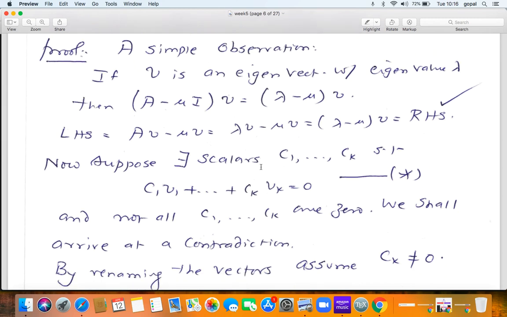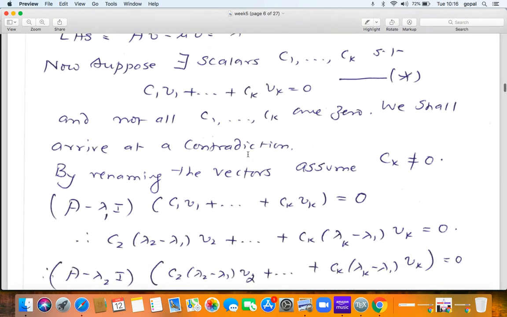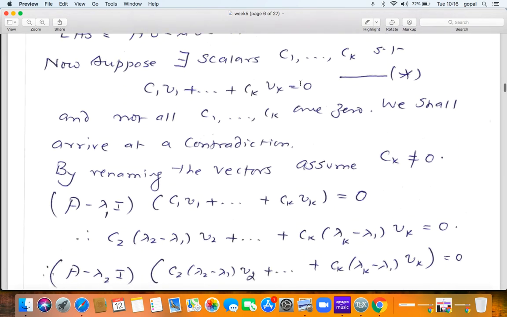So now let us get to the proof. Proof by contradiction. Suppose the vectors are linearly dependent. There exist scalars c1, c2, ..., ck, not all 0, such that c1 v1 plus c2 v2 plus ... plus ck vk is 0. Equation star. Now by renaming the vectors, I may as well assume that ck is not 0, otherwise simply rename the vectors. So ck is not 0, and I'm going to systematically simplify star.